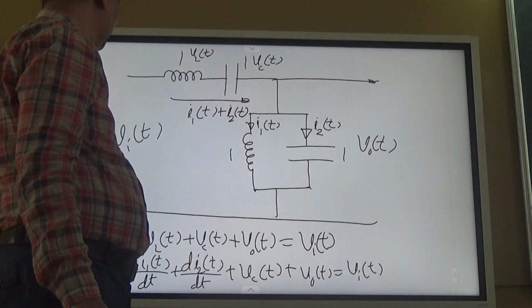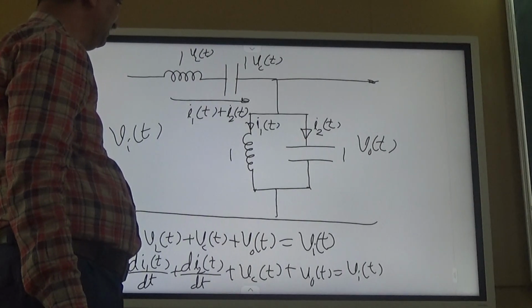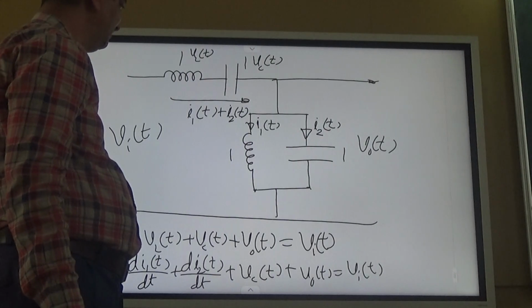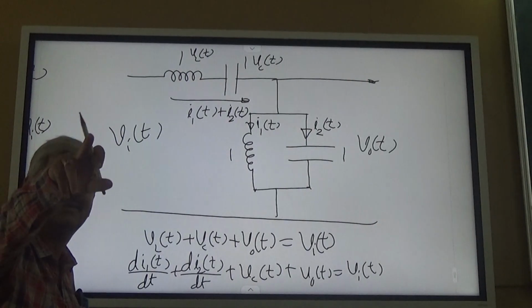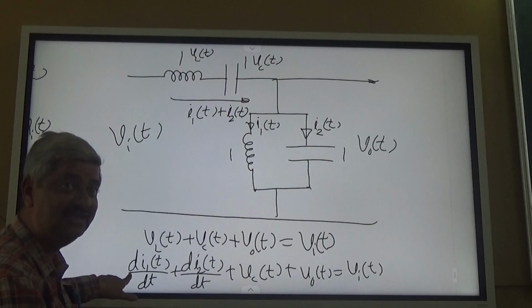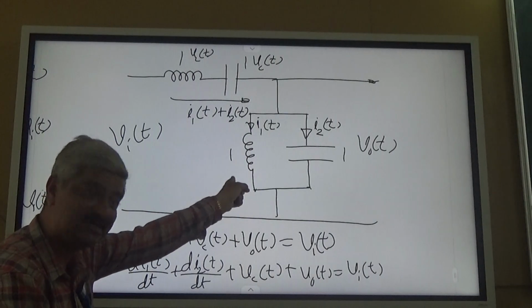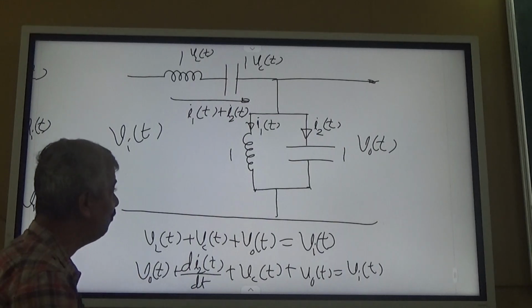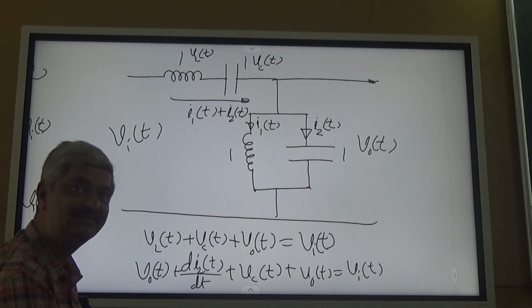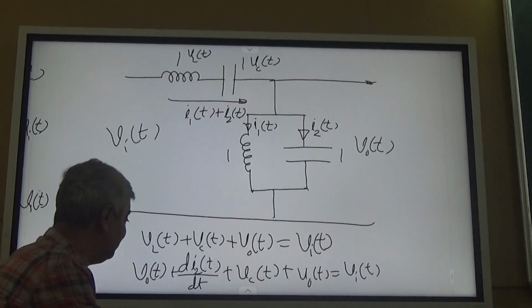What is di1(t)/dt? It is V_O, right? We get the instant answer: di1(t)/dt is V_O, because it is a parallel circuit. In a parallel circuit both voltages are the same, so this I can say as V_O(t). What is i2? i2 is not V_O; i2 is dV_O(t)/dt. So di2(t)/dt is d²V_O(t)/dt².